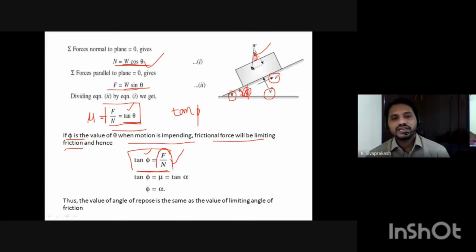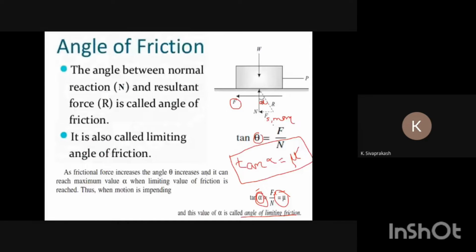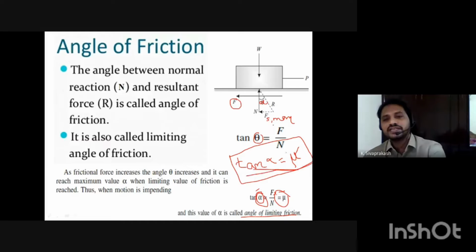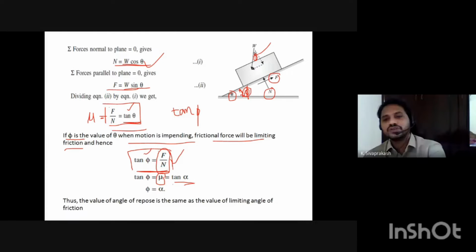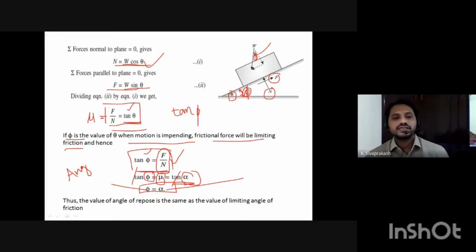Now F by N equal to mu. So write down F by N equal to mu. At the same time, mu is equal to tan alpha. We already discussed previously that tan alpha is equal to mu, F by N. So in the place of mu, write tan alpha. Here tan cancels, and phi is equal to alpha now. What is phi and what is alpha? Phi means angle of repose. Okay. And what is alpha?